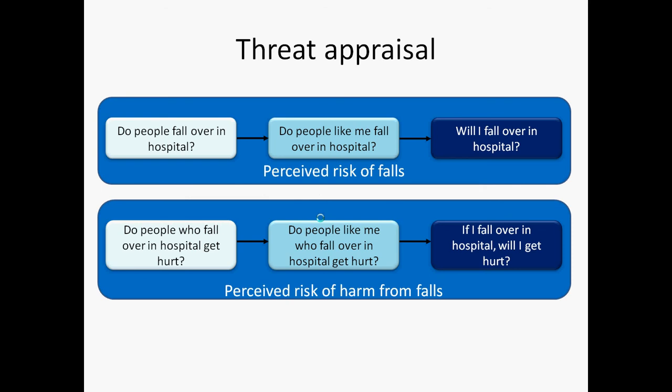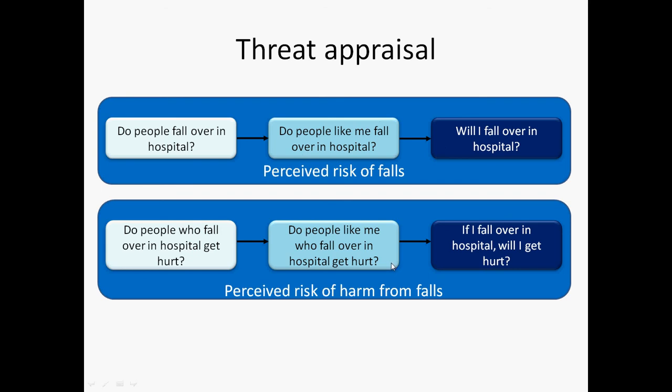But basically what we want to do is move people along the threat appraisal hierarchy. We want them to get a realistic understanding that people do fall over while in hospital, that people like them are likely to fall over while in hospital, and that they are too at risk of falling over while at hospital, and in a similar vein that they are at risk of hurting themselves if they were to fall over while in hospital.